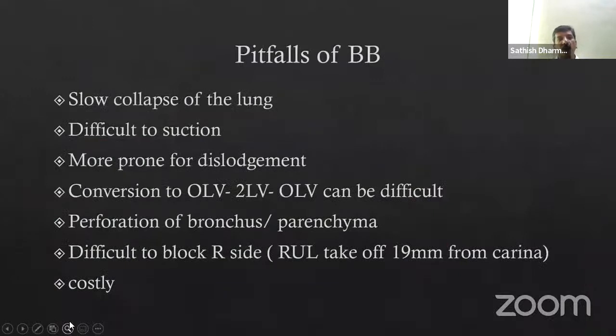These are the pitfalls of bronchial blockers: slow collapse of the lung, or difficulty in suctioning because the lumen is very small, you cannot suck it like a DLT. That's why whenever there are high secretions, pus, or blood, the DLT is the standard of choice, not the bronchial blocker. And since it is very small, it is more prone to dislodgement. Suppose the surgeon asks to convert into 2 lungs and then again 1 lung, you cannot do it with the bronchial blocker. It is not very easy.